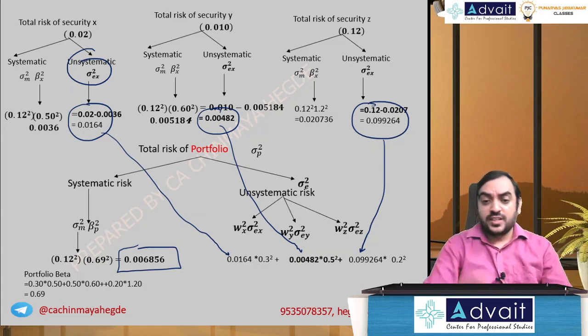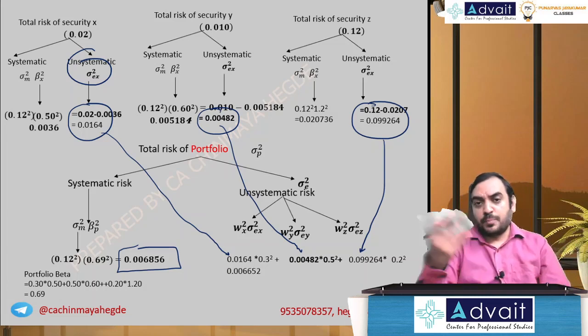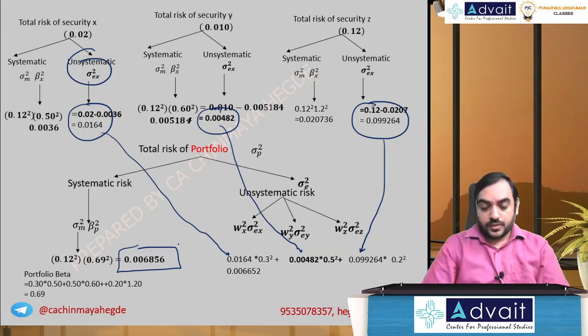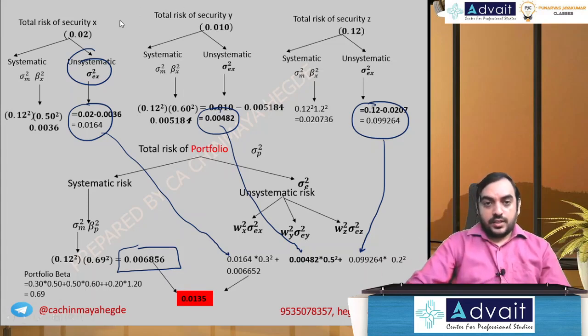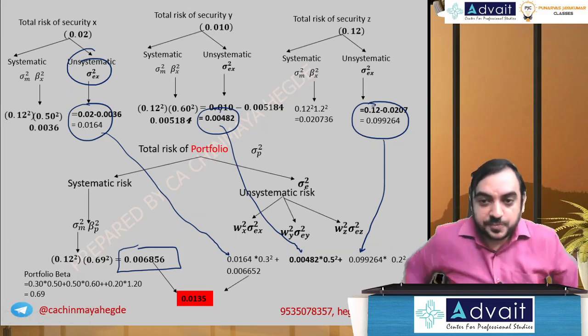So write down, simplify. I think if you use M plus MRC correctly, you get 0.00652. That is systematic variance, and if I do the total, that will give you total risk using Sharpe index. So write down and let me know if you have any doubts.